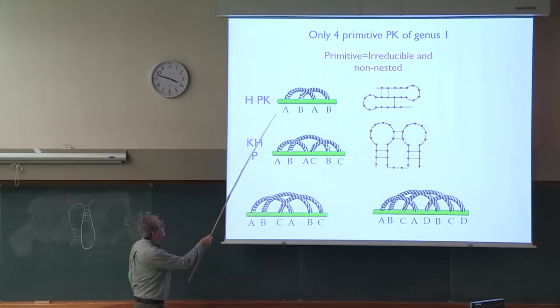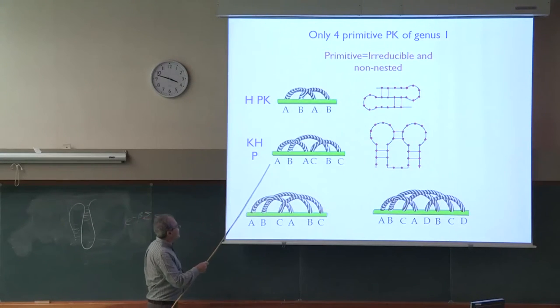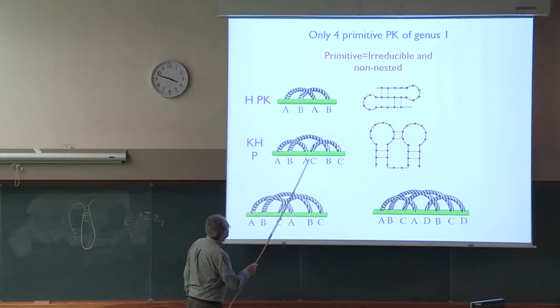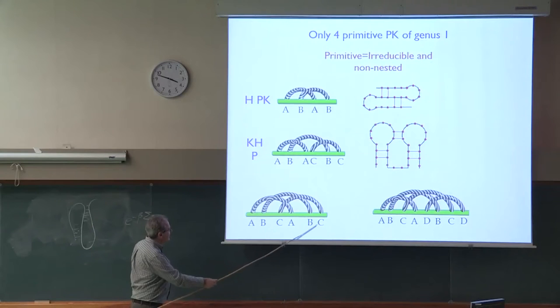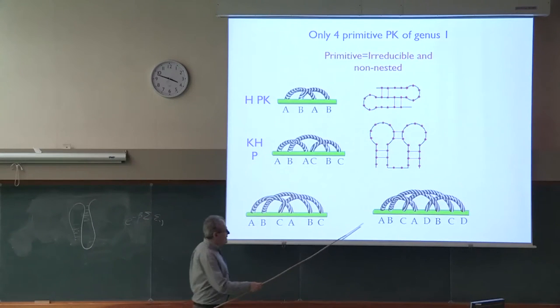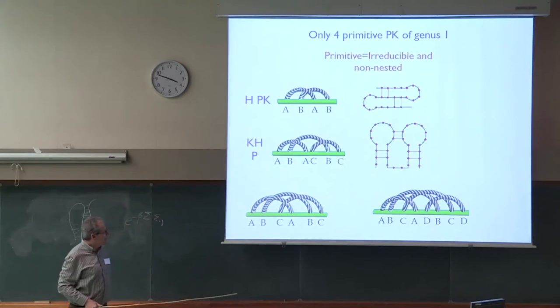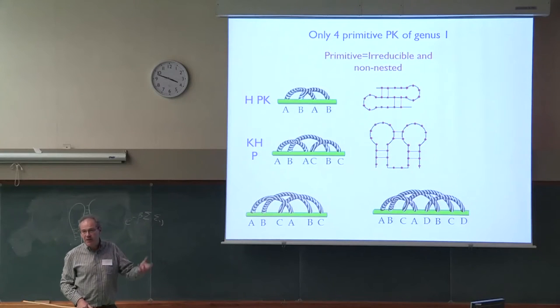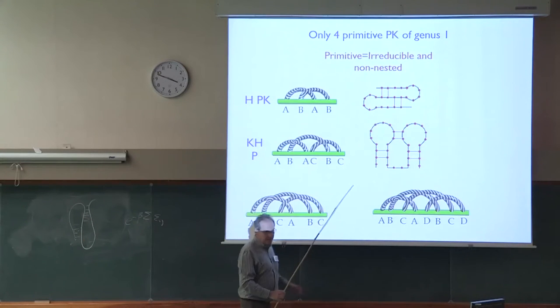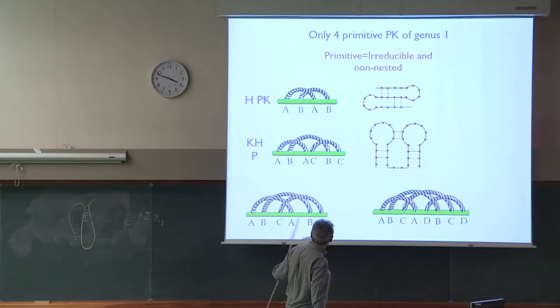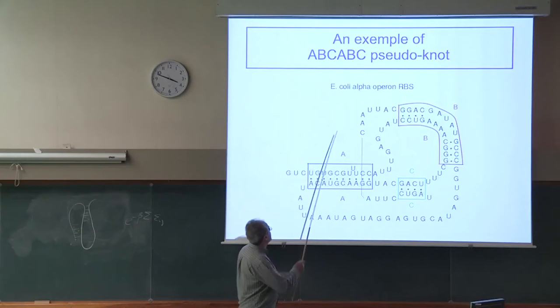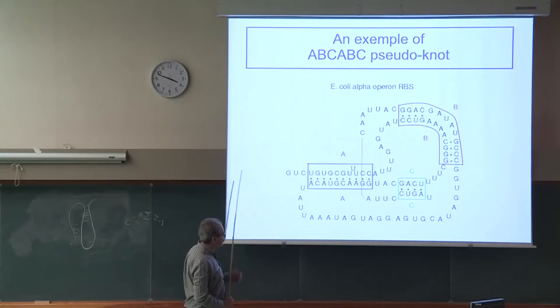The H pseudoknot, ABAB, and the kissing hairpin, ABA, BBC, ABA, CBC, so it's these two, which are very frequent. Then there is the ABC, ABC graph, and then the ABCA, DBCD. All these three graphs have been observed in the database, measured and seen. This one has not been seen. This is an example of an ABC, ABC graph in this RNA fragment.